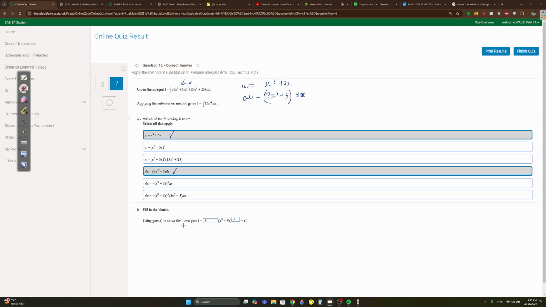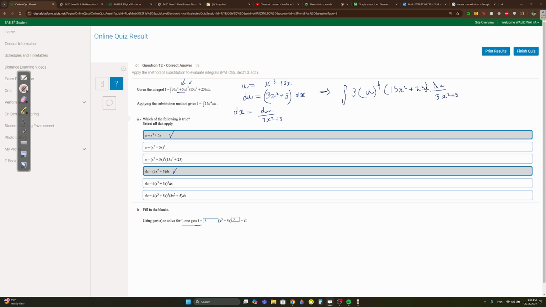Using part A to solve for I, one gets, okay. So basically they're asking us to solve the integral. After you do this, let's continue our integral. So we're going to get the integral of u to the power of 4 times (15x squared plus 25) dx. Here, I forgot to write that dx is equal to what? You always find dx. dx is equal to du over 3x squared plus 5. So instead of dx, we're going to say du over 3x squared plus 5.